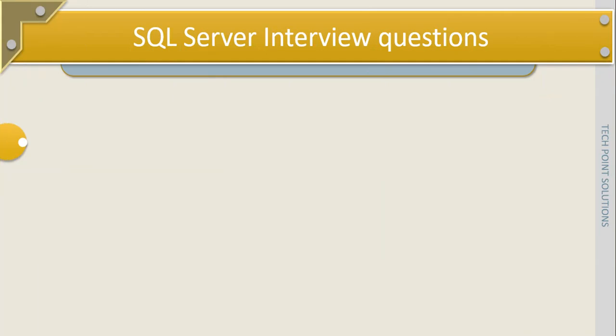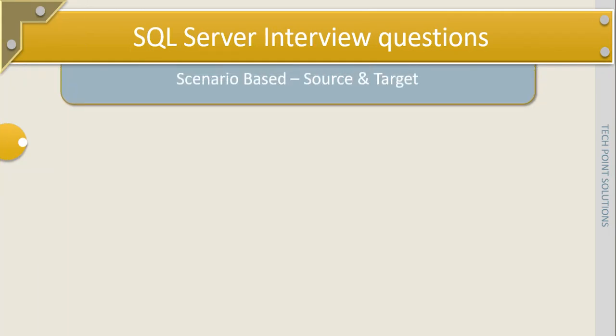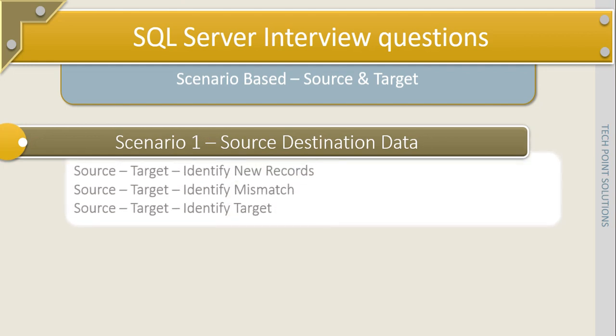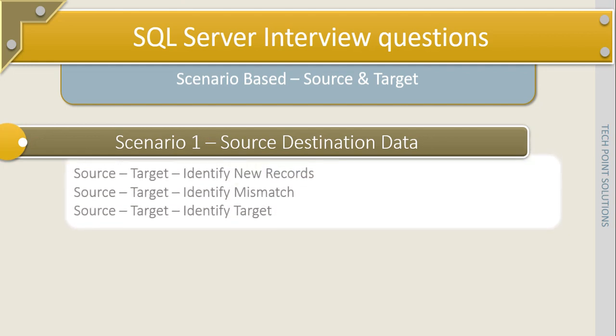In this video tutorial, we will go through a scenario based question related to source table and target table. Consider the scenario. We have source table and target table and we want to identify new records in a source table, identify mismatch between both the tables and identify the data from the target which does not exist in source. To understand in detail, let us go through a sample example.